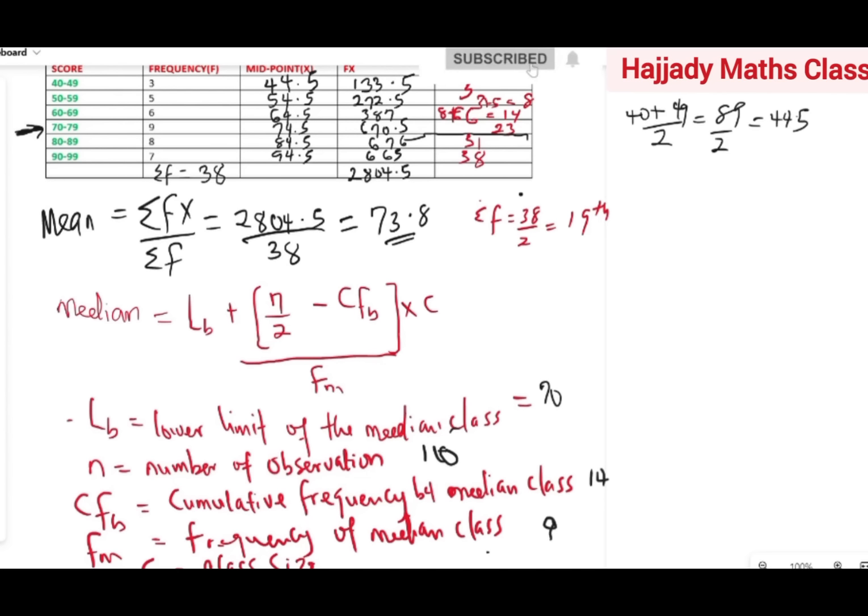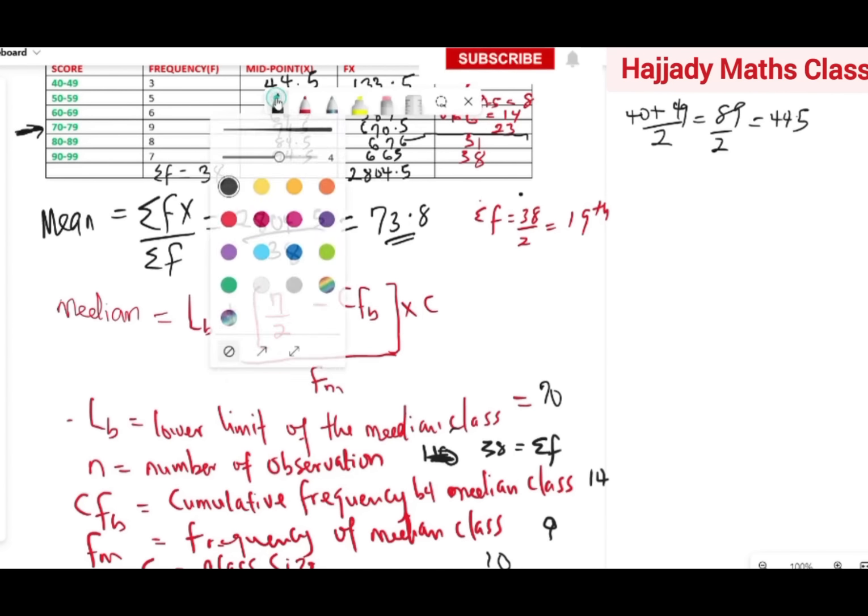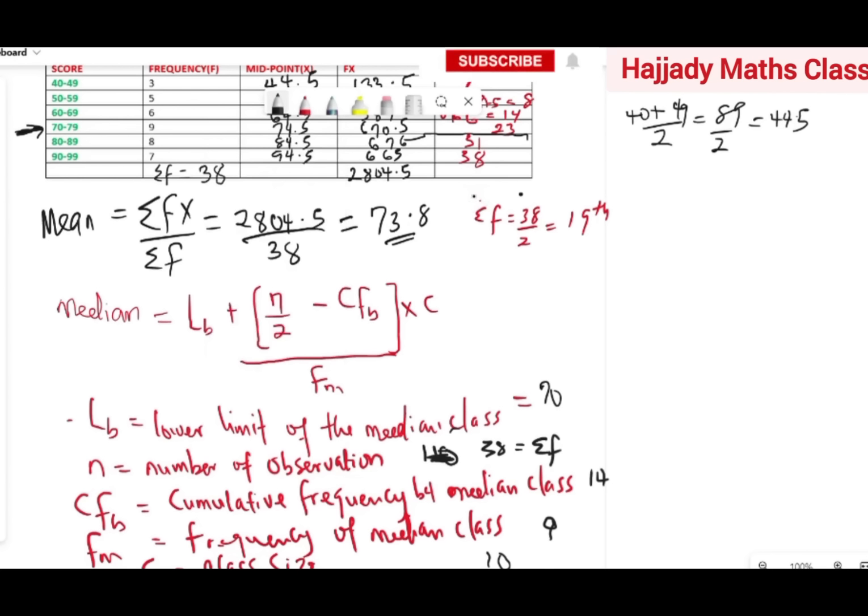while our class size is 10. Oh, sorry, our number of observation can be 10. That is a mistake from my part. It's 38. Okay, our number of observation is the same thing as summation F. Okay, now doing this, we are going to make use of these values in computing our median.